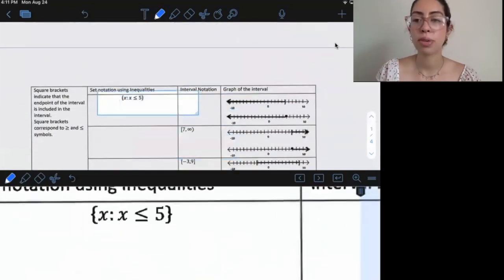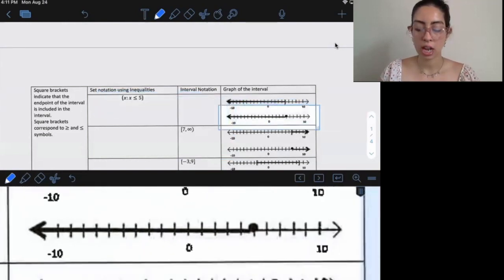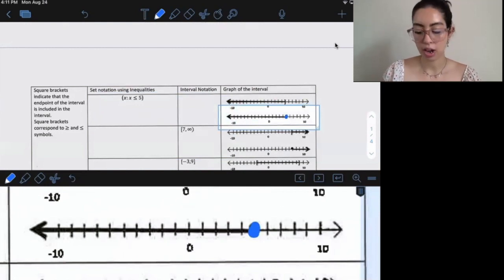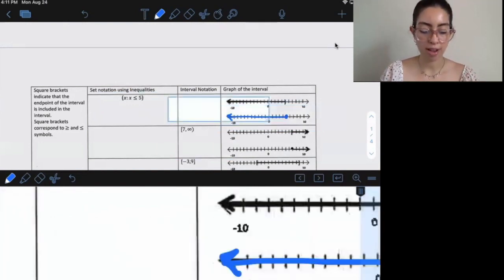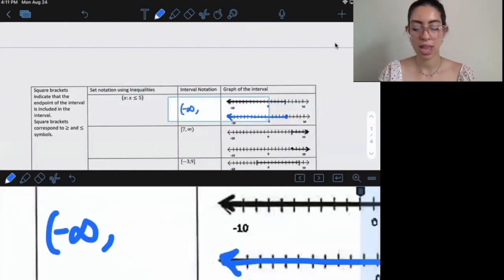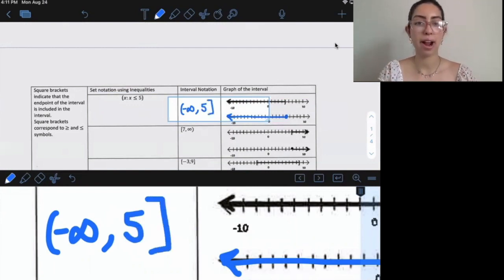In this example, we have the set of x such that x is less than or equal to 5. If we look at the graph that's already here, we can see that there's a closed point at 5, and then we are highlighting all the values that are less than 5. So on the leftmost side, I'm going to have negative infinity, and then all the way to the right, it's going to end at 5. And it's going to include 5, so I need to use a closed bracket, 5.